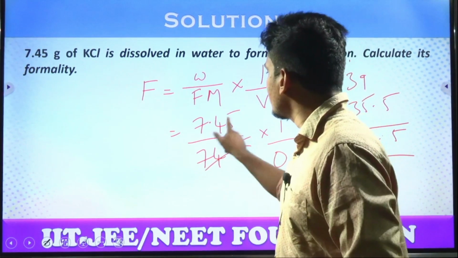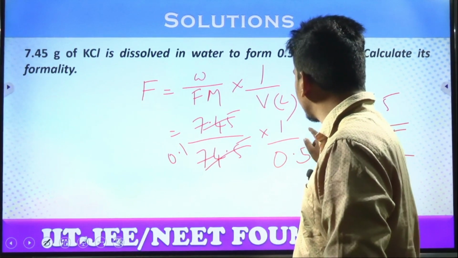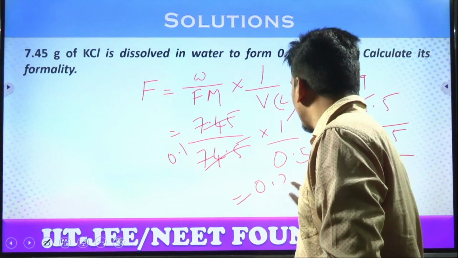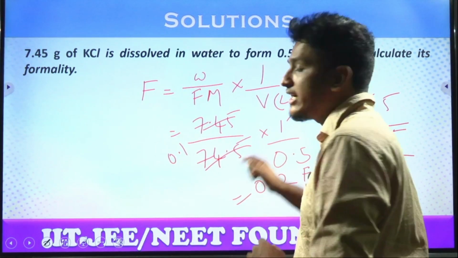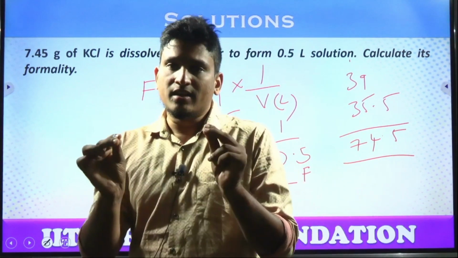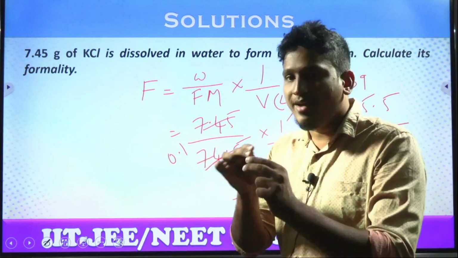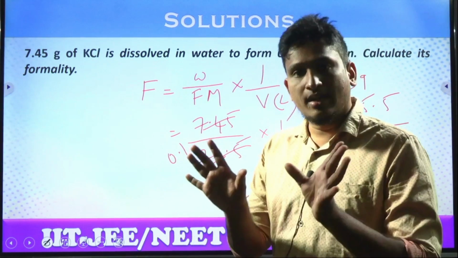So, students, 7.45 by 74.5 is 0.1. And 1 by 0.5 is how much? Which is 2. So 2 into 0.1 is 0.2 formal. 0.2 formal is the answer. Got the clarity? What is the difference? Only in the case of molecular weight, you write formula weight, but the value is not changing. So that's how we can find formality numericals also.